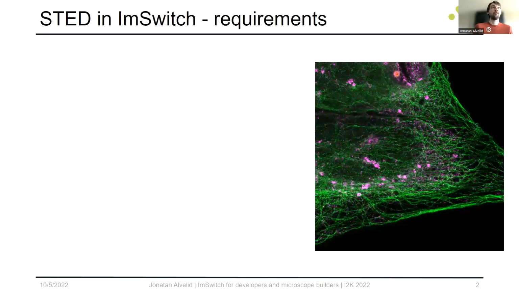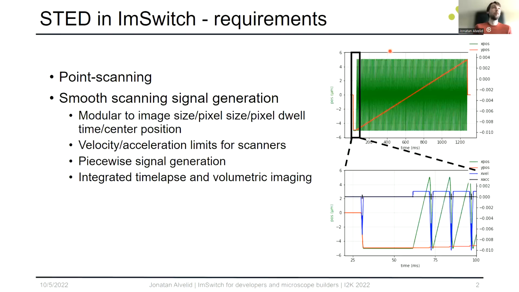So in order to perform STED imaging, what are the requirements? Well, we need all the point scanning aspects, such as the scanning and how we generate our images that are needed for point scanning. So this includes smooth scanning signal generation. So we're using galvanometric mirrors to scan very fast. And then you need these kind of smooth scanning curves and not stepwise functions, which you might be able to use, for example, for stage scanning.